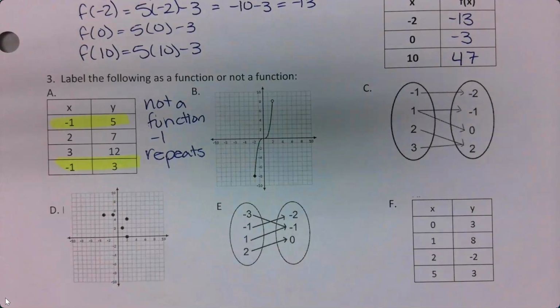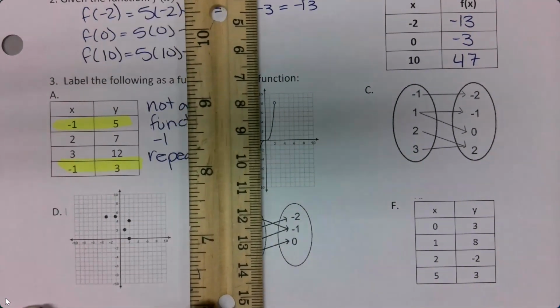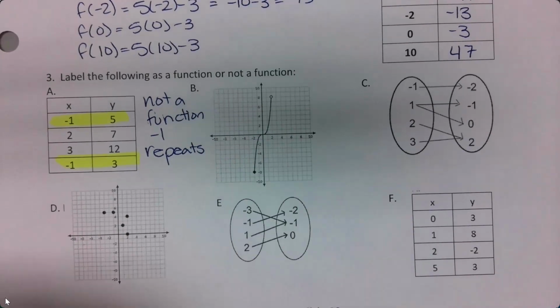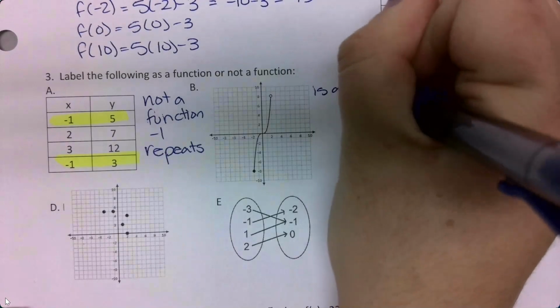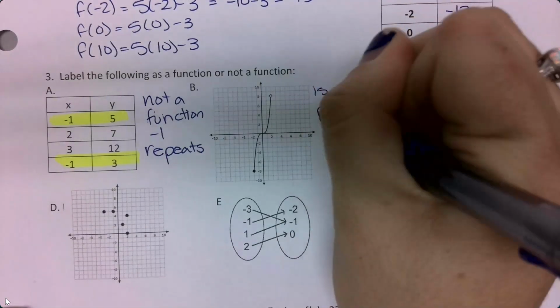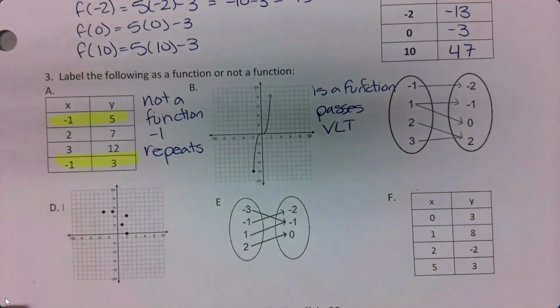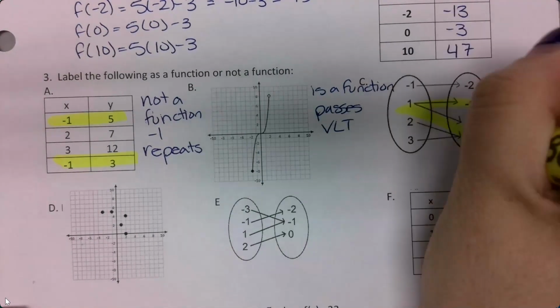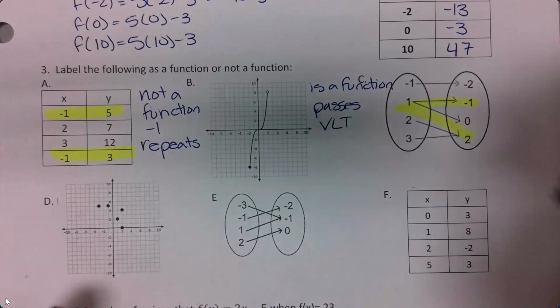On B, it's a graph, so I want to use the vertical line test. So I want to pass my ruler through this. This one touches only once, so it is a function. It passes the vertical line test. Over here, on my input-output chart, -1, or +1, I'm sorry, has 2 outputs, so not a function.